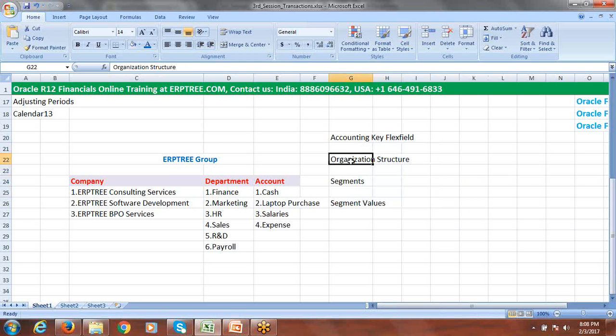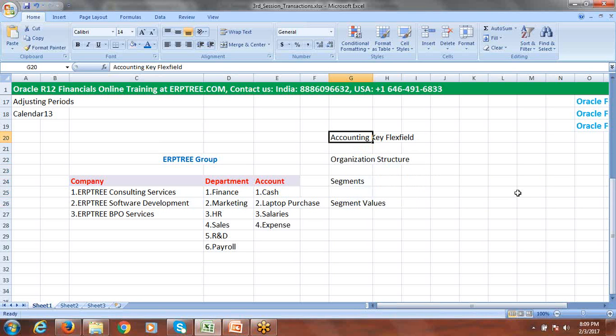Okay, so if you want to create organization structure, segments and segment values in our application, what feature will we use? The accounting key flex field. Simply I can say, by using the accounting key flex field, we can create organization structure. Within that we can create segments and segment values. That's it. So by using this we can create these three.